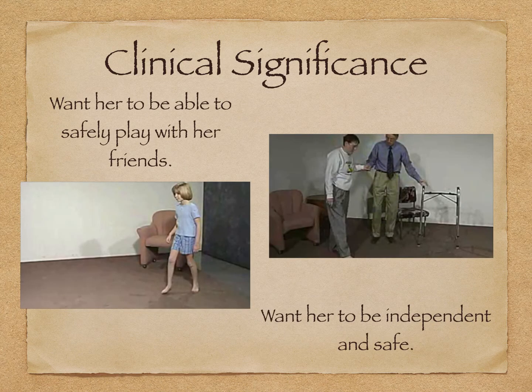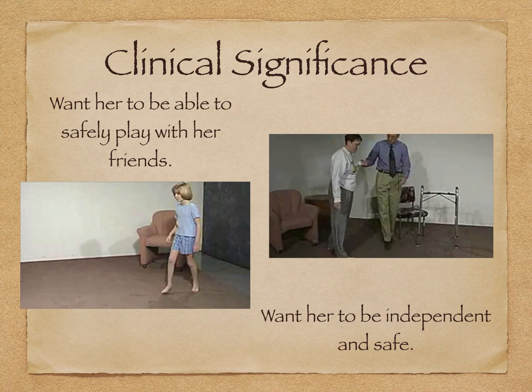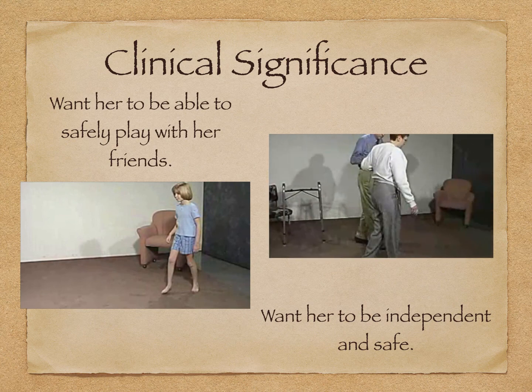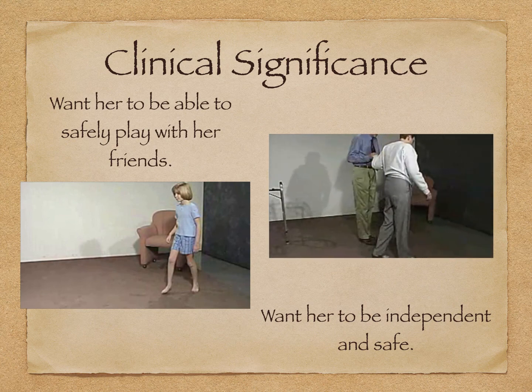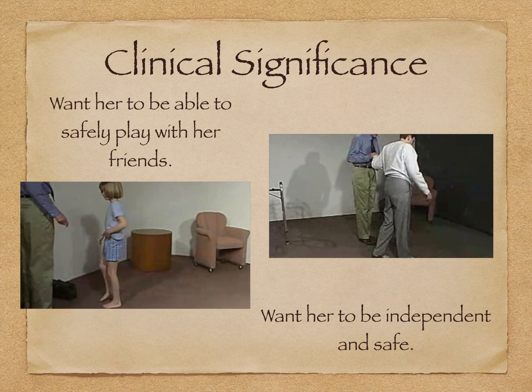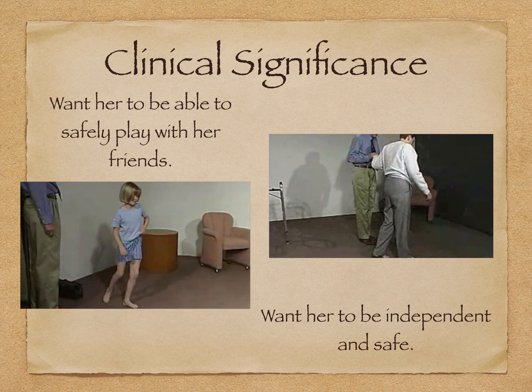Okay, and lastly, as far as clinical significance is concerned, with the older woman here, we would just want her to be independent and safe as she continues throughout her life. And for the younger girl here, we just want her to be able to safely play with her friends and keep up with them and be able to interact and socialize without any problems.